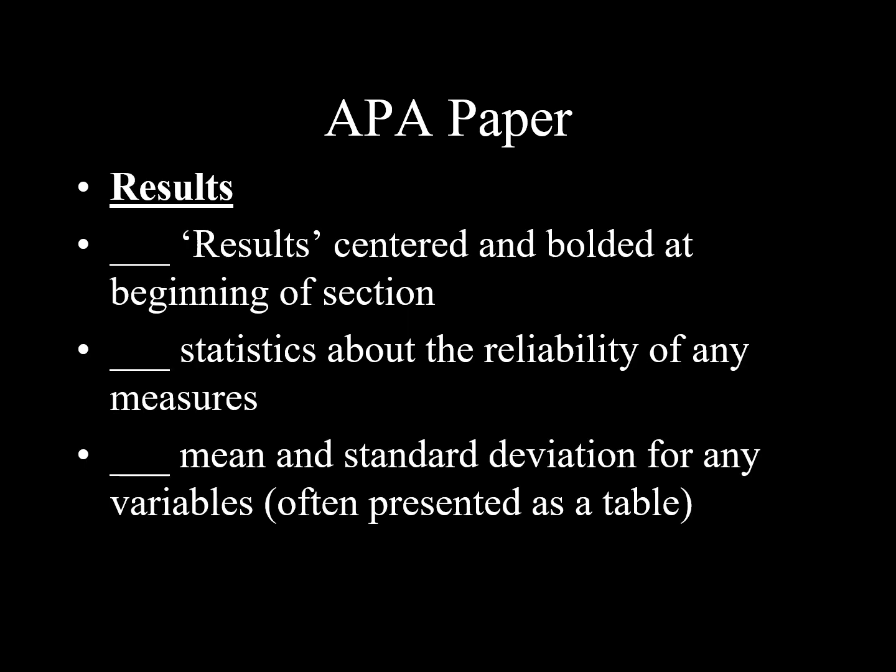The results section is what follows next. It's usually results centered and bolded at the beginning of the section. This is where we'd start with any statistics about the reliability of any measures, though in some cases we might actually find that information in the material section of the methods. We then provide the means and standard deviations of any and all measures, variables that we're going to be using in the hypotheses. This is often presented as a table. This is kind of preliminary analysis.